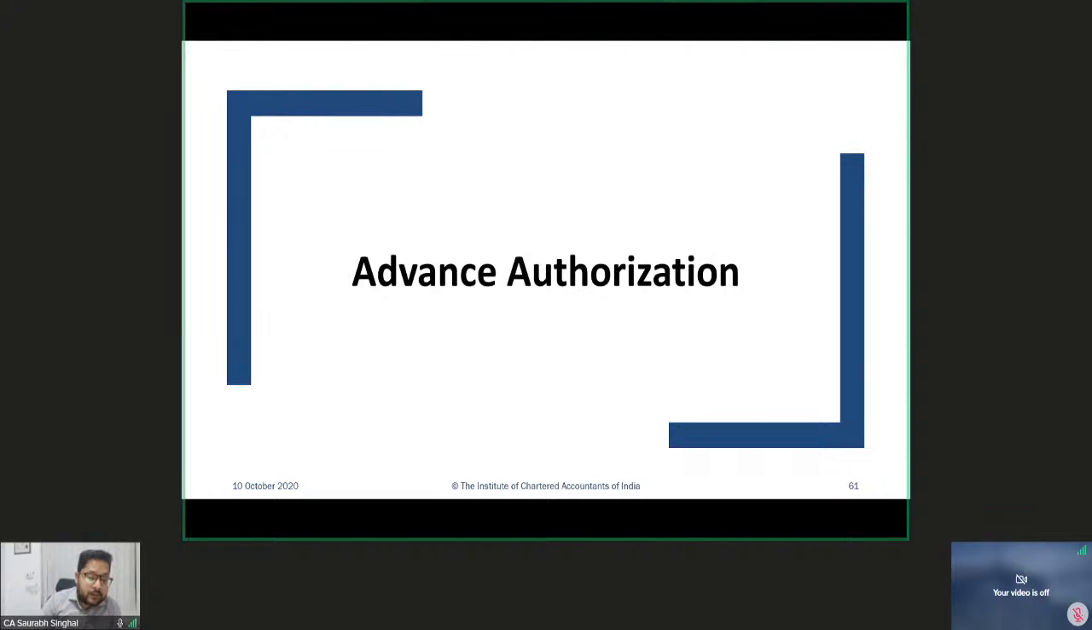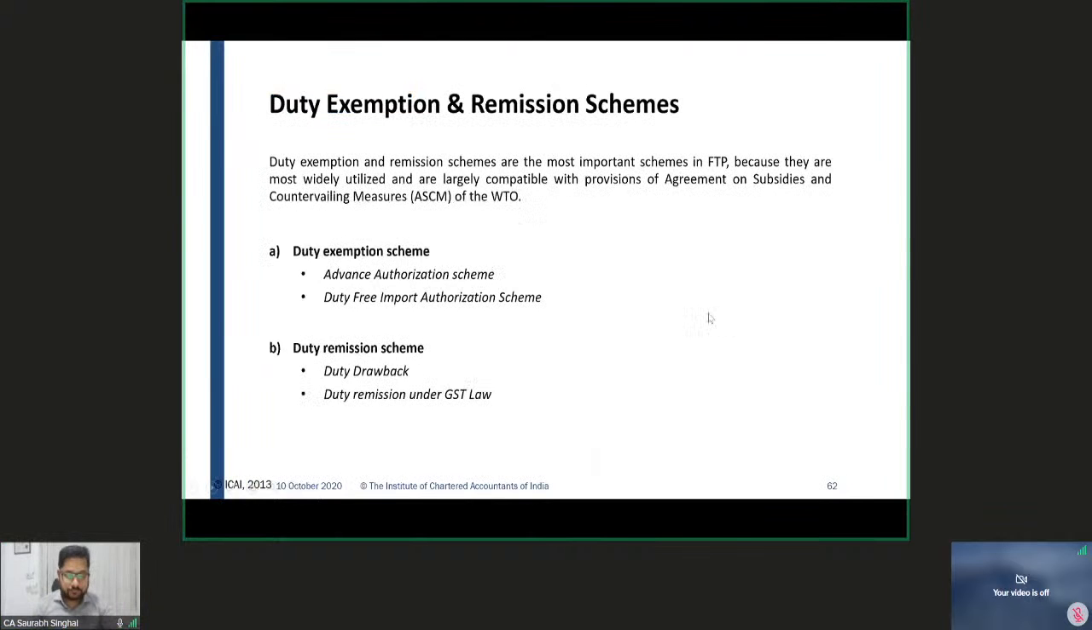And the first scheme under duty exemption is the scheme of advance authorization. The word itself says advance authorization, an authorization that you take from the FTP department, from the DGFT department, in advance. Means before export, rather before import for goods to be exported. What is it? Let us understand this.